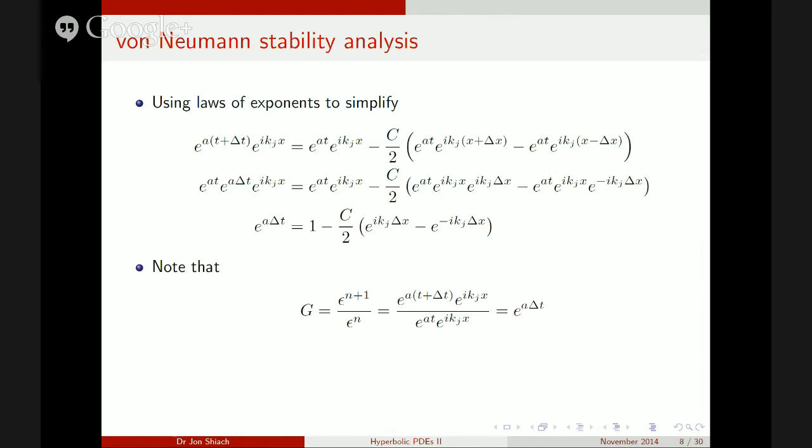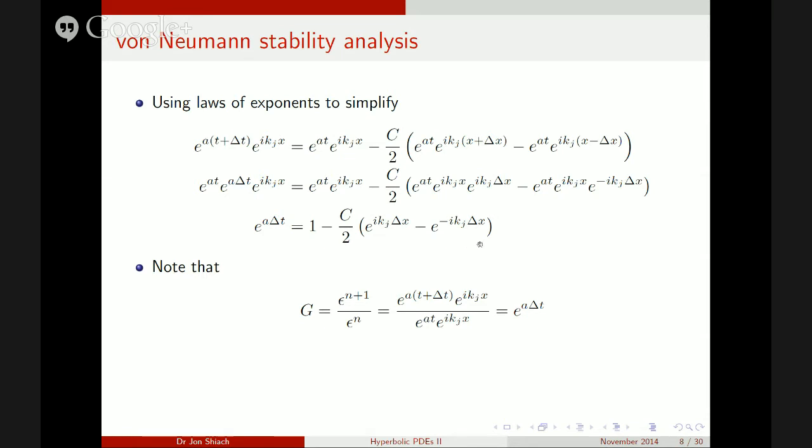I said earlier that G was the amplification parameter, which was the error at the n+1 step divided by the error at the current step, n. So if I replace these with the Fourier modes, do a bit of dividing, we get that, which, as you can see, is the left-hand side of what I have here. So this is actually my G. This is my amplification factor. This is the growth in the error over one time step. I need to know for what value of C this right-hand side is less than or equal to 1.